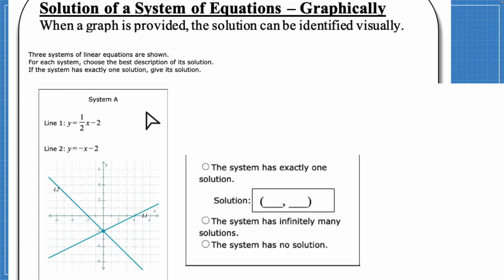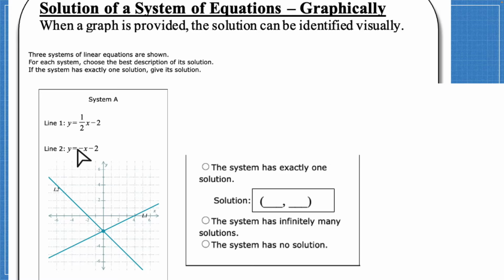So we have system A, with line 1 and line 2. We have our two equations here, and they went ahead and graphed them. We don't have to worry about that part, but they're giving us the equations because we can tell right away from the equations that they have the same y-intercept. So I know they're at least going to cross on the y-intercept. They have different slopes, which means that they're different lines.